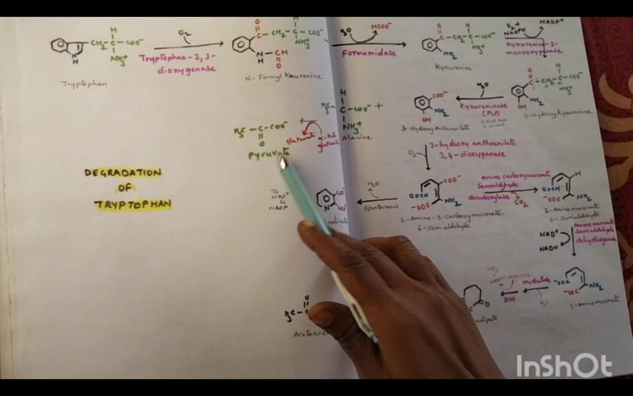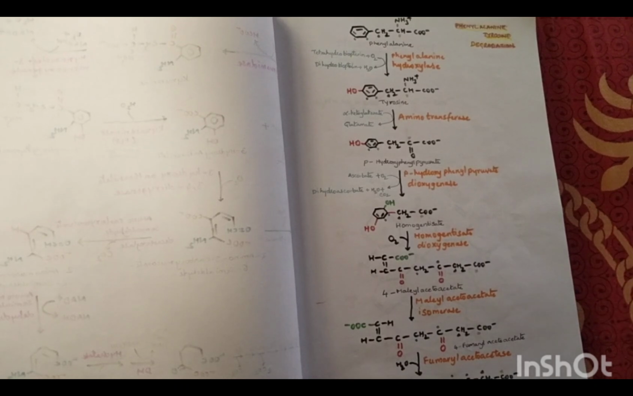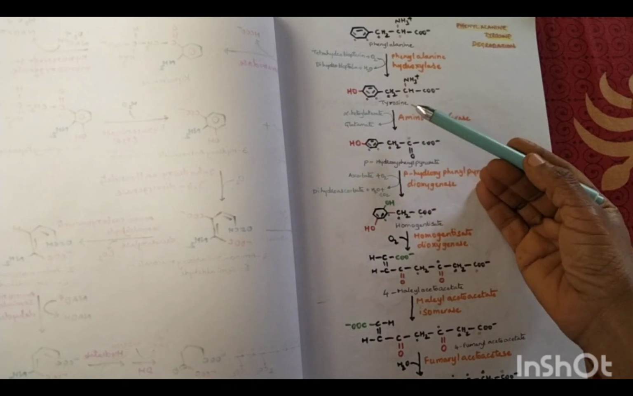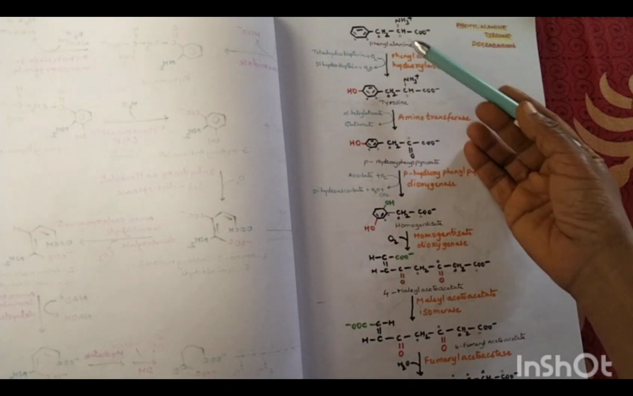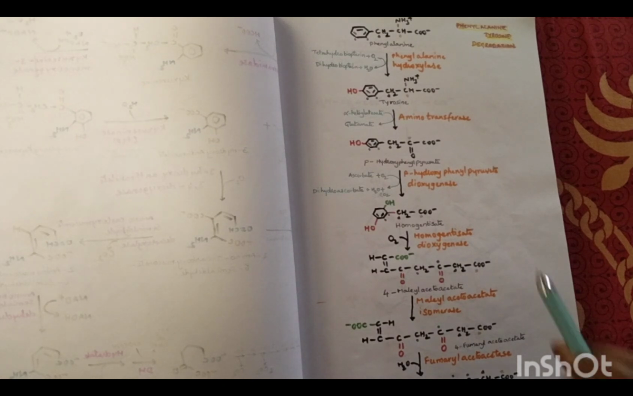Thus, we can say that tryptophan is both ketogenic and glucogenic, because it releases both acetoacetate and pyruvate. Now let us see the degradative pathway of phenylalanine and tyrosine. Phenylalanine is initially converted to tyrosine, and both phenylalanine and tyrosine have the same pathway of degradation.